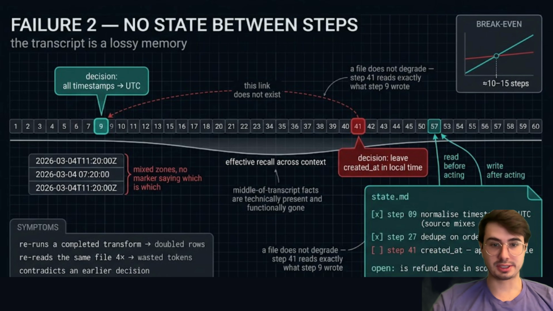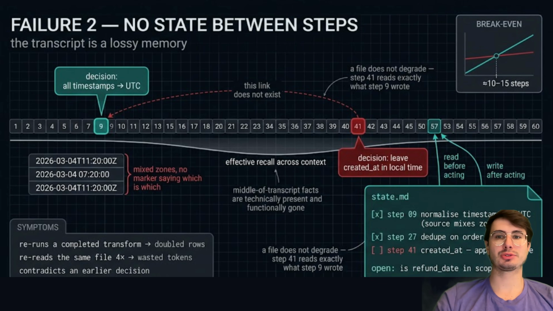Now, the next thing I want to talk about is failure mode 2, which is no state between steps, right? What I mean by that is the agent has no durable state between different steps of its work, so on any long task, it'll just eventually lose the plot. And what this looks like in practice is very specific, and it's very recognizable once you understand the pattern.